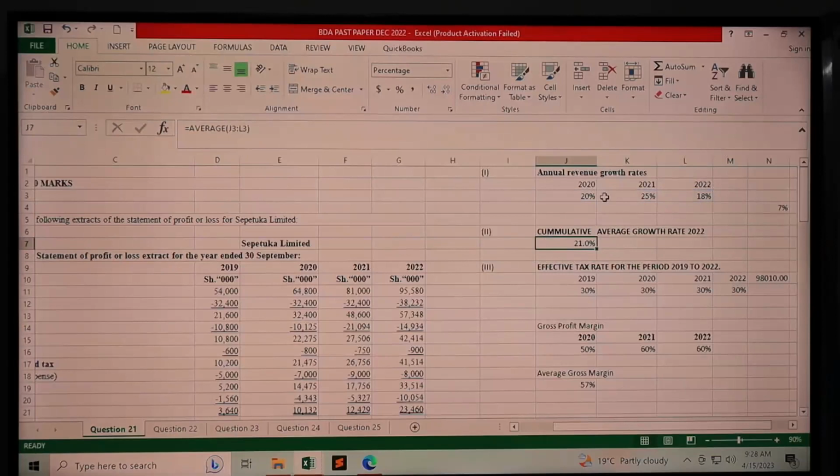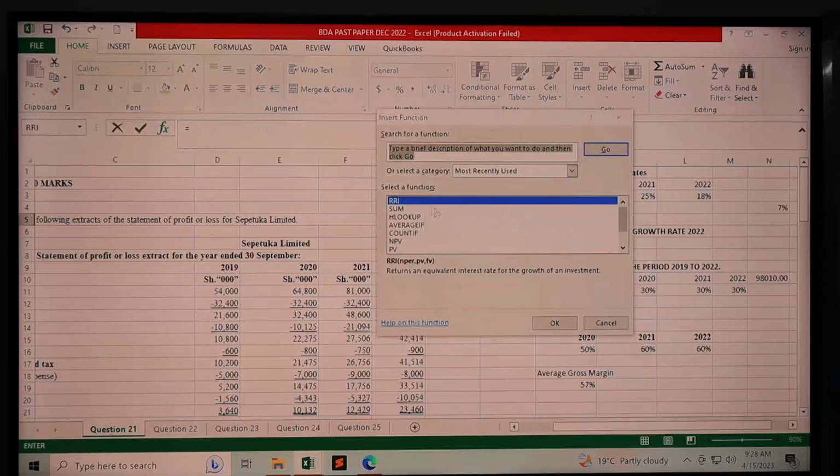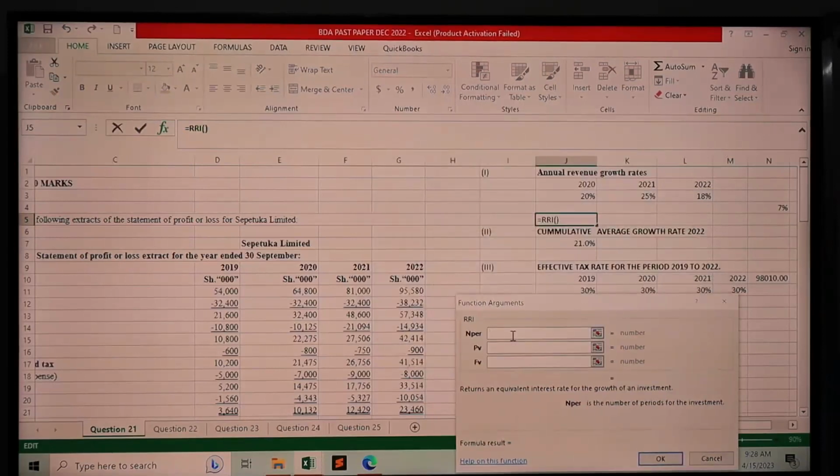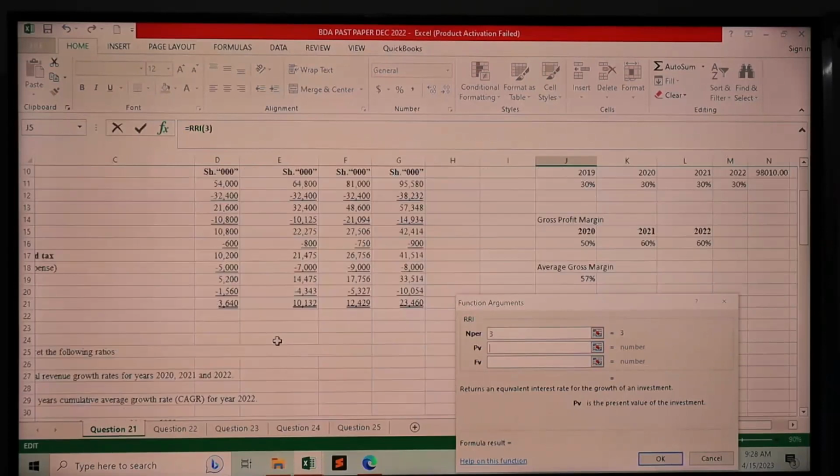So someone is asking whether we should do that. No, we don't do that because this is not compounded. If you use compounded, you get a different rate, because if it was compounded, it means you use that function I showed you there, and the function will give you a different answer. Because we have how many years? We have 3 years. Then the starting value, we are starting from 2020.